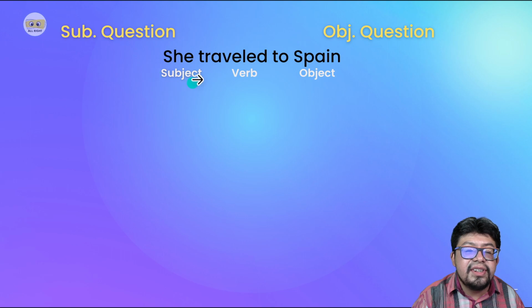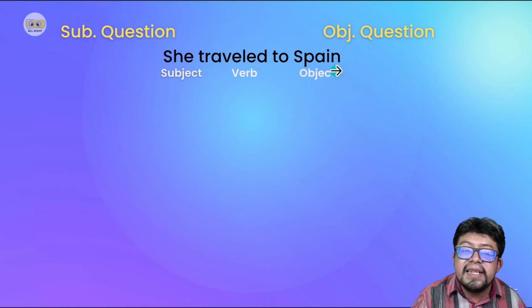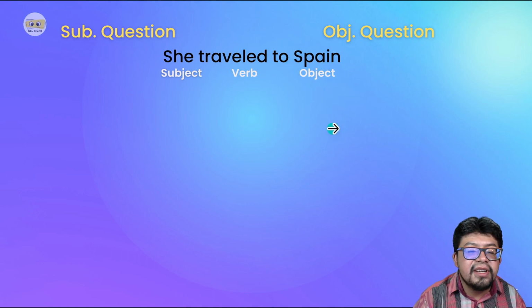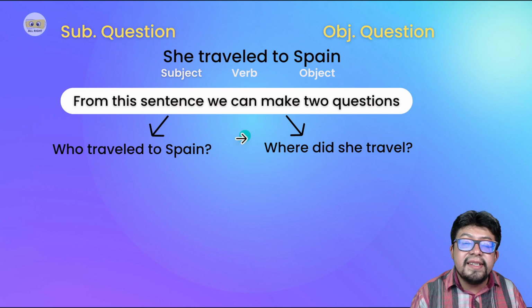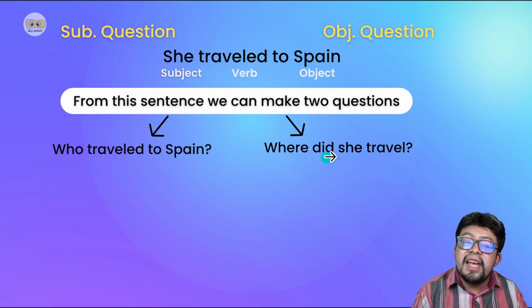The sentence says, she traveled to Spain. As you can see here, she is the subject because it's her who does the action. Which action? Well, traveled, all right, that's the verb. And then to Spain. Who receives her? Well, Spain, the country, the thing. So that's the object of the sentence, okay? As you can see here, from the sentence we can make two questions. Who traveled to Spain? And where did she travel?